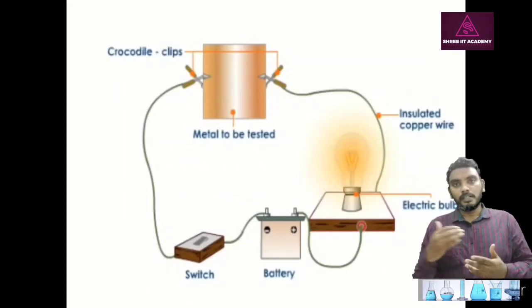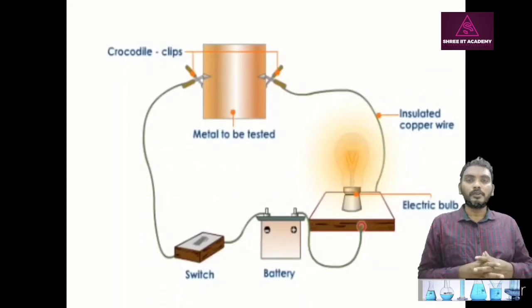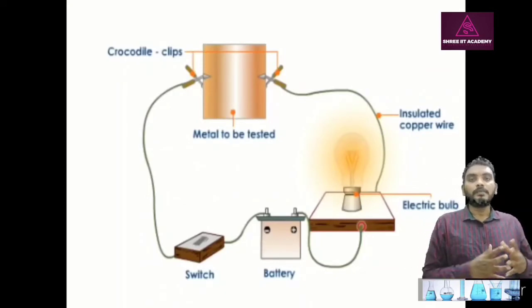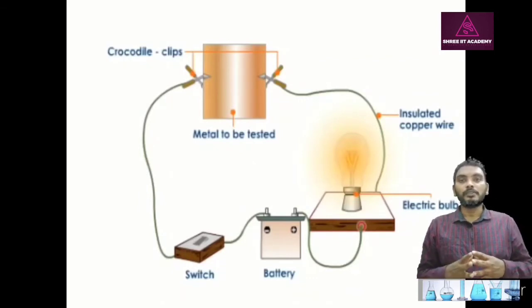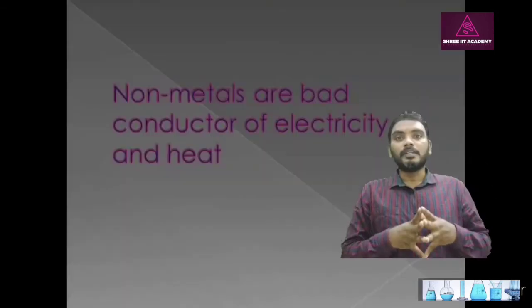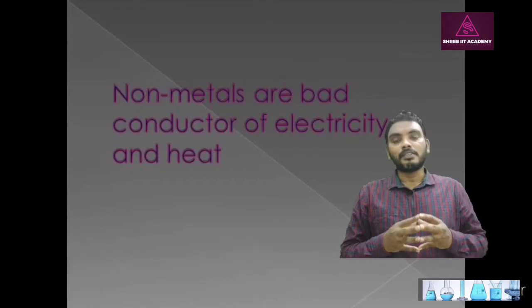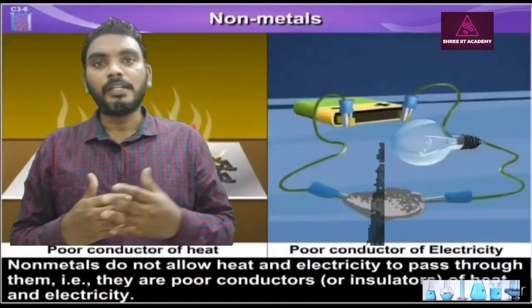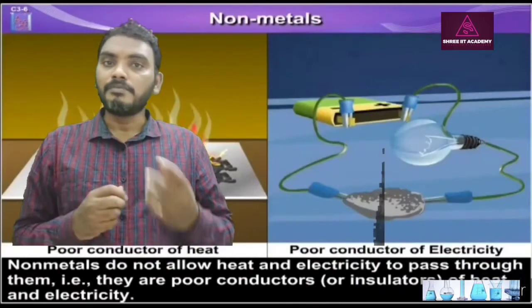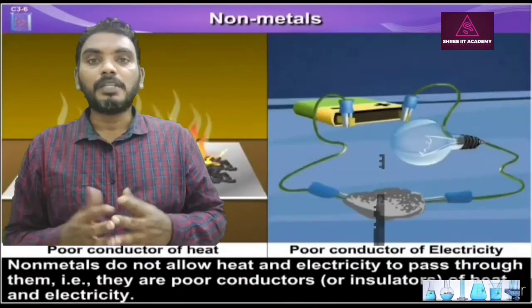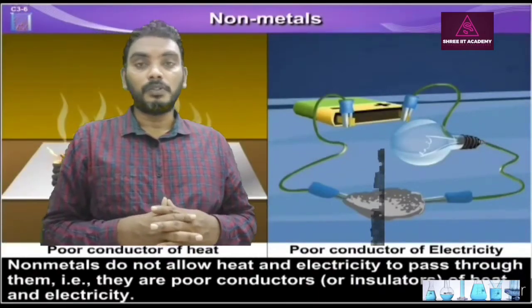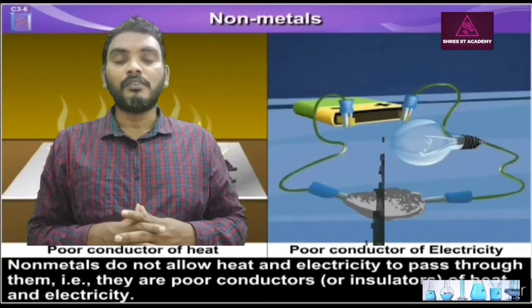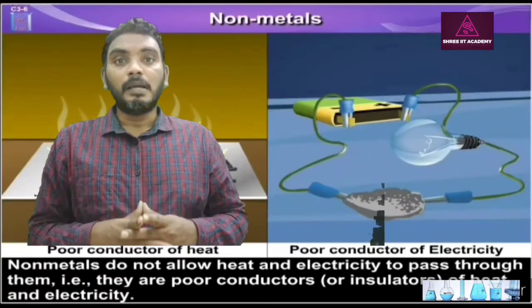There are so many metals we can use to test it: copper, iron, zinc, different types of metals. Next, non-metals. Non-metals are bad conductors of heat and electricity. If you take any non-metal and connect the same circuit, the bulb doesn't glow. That means non-metals are bad conductors of heat and electricity.